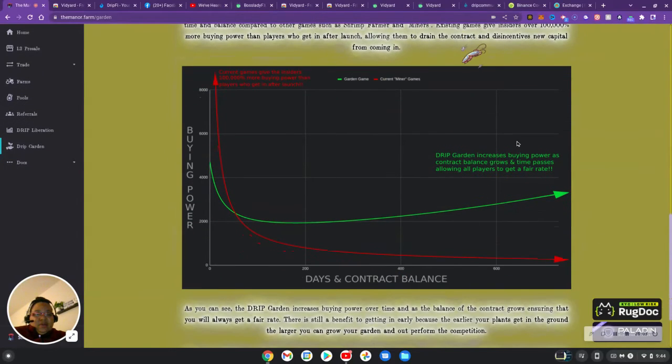Drip Garden increases buying power as contract balances grow and time passes, allowing all players to get a fair rate. Current games give the insiders 100,000% more buying power than players who get in after the launch.